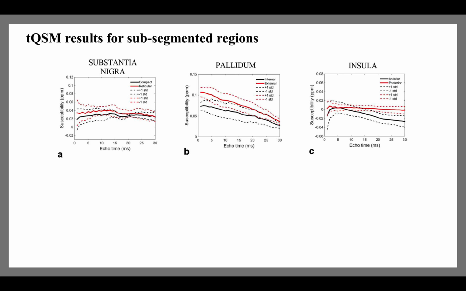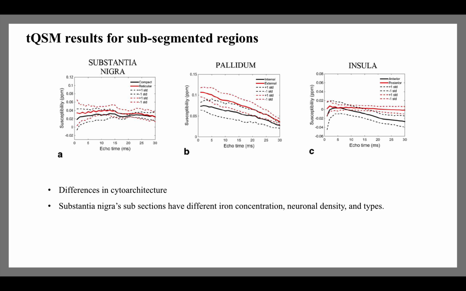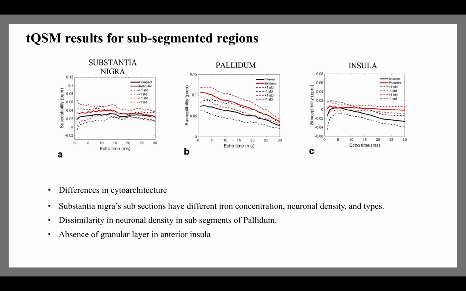These regions are known to have different cell densities and cytoarchitectures, and the susceptibility curve depicts a different pattern for each case. The substantia nigra consists of compact and reticular parts, which have different chemical composition, neuronal density, and cell types. Pallidum's internal and external segments have different neuronal densities. The distinct deviation of the two curves of anterior and posterior insula may be caused by the presence of agranular structures toward the anterior region and granular structures toward the posterior region.